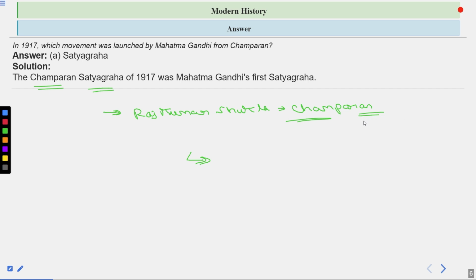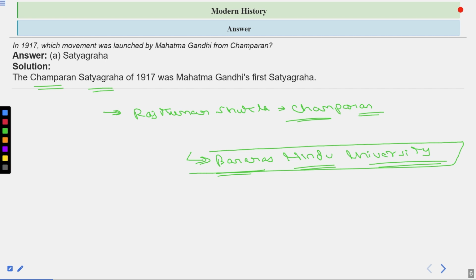Remember, during the Champaran Satyagraha, his movement was primarily concentrated in the Champaran. But once he was invited to give a lecture in Banaras Hindu University, or BHU in short, he made his first public appearance. So the first public appearance of Mahatma Gandhi was the lecture at Banaras Hindu University, and the first satyagraha was at Champaran.